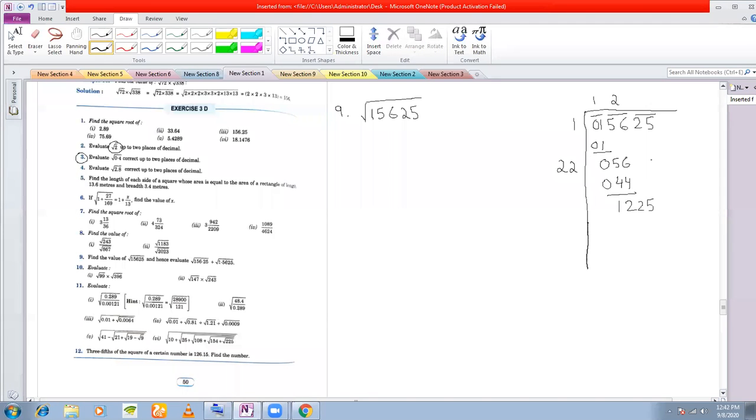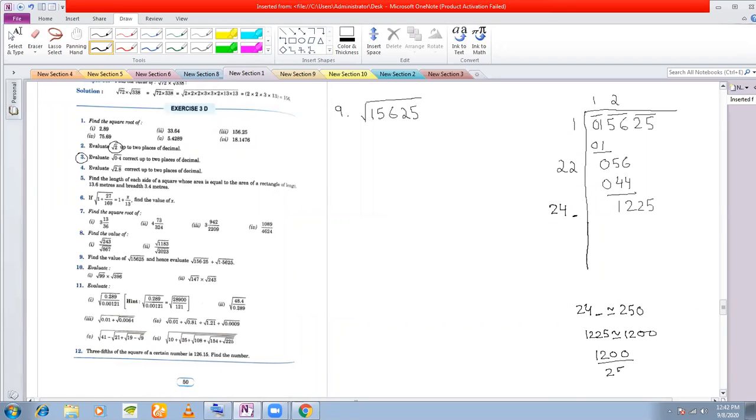You bring down the other pair, 25. So this is 12 now, and the double of 12 is 24. And now we must introduce a digit here. But what digit should I introduce? Whatever digit I introduce will be very close to, say, 250, right? Because 250 is a convenient number, and 1225 is very close to 1200. So approximately I'll get an idea of what digit to introduce there.